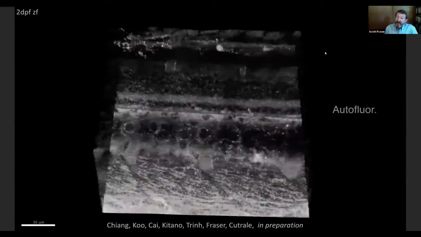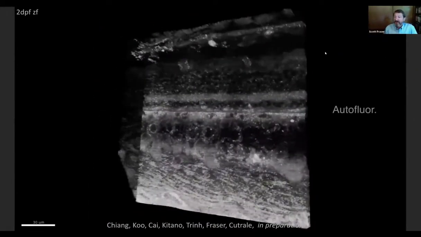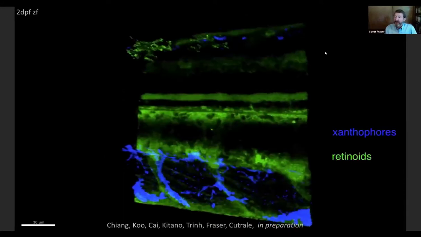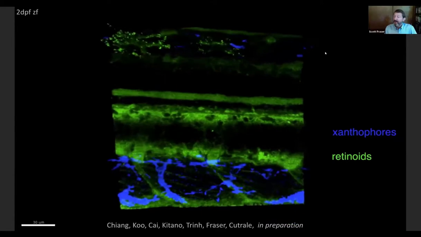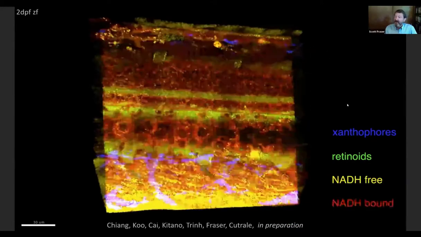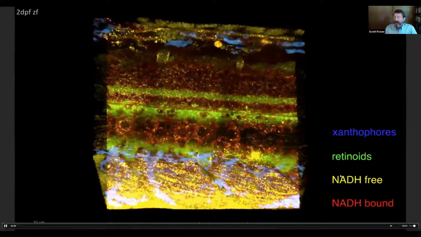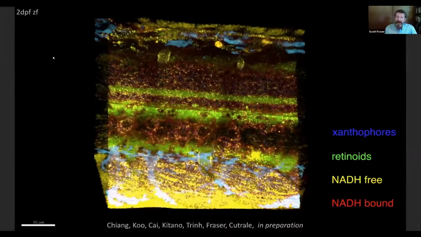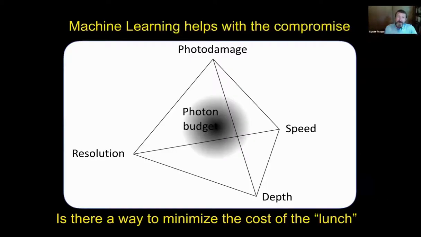Now this autofluorescence has a number of different origins, and you can see that some of it is biological, like the xanthophores, they're pigment cells. Others are things like the retinoids that are in the tissue, and also NADH, one of the energetic intermediates that can be either in a bound or a free state, depending on if the cell is oxidative, in oxphos, or glycolytic. So we can use this machine learning to help us with this compromise.